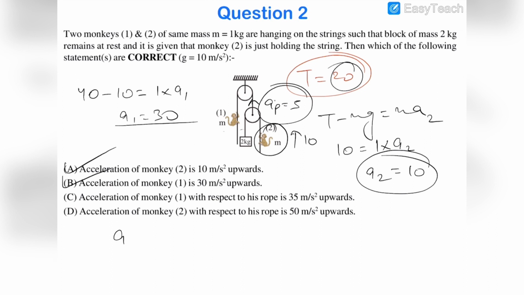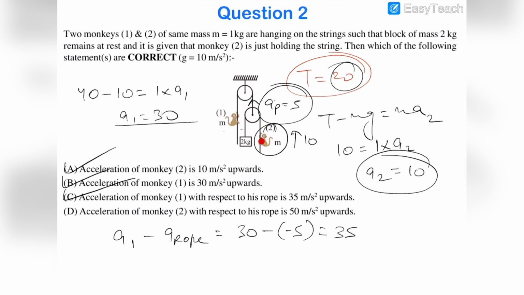So the acceleration of monkey 1 with respect to rope will be equal to 30 minus (minus 5), which is 35. So the acceleration of monkey 1 with respect to rope is 35, and the acceleration of monkey 2 with respect to rope is 50. Let us examine this.